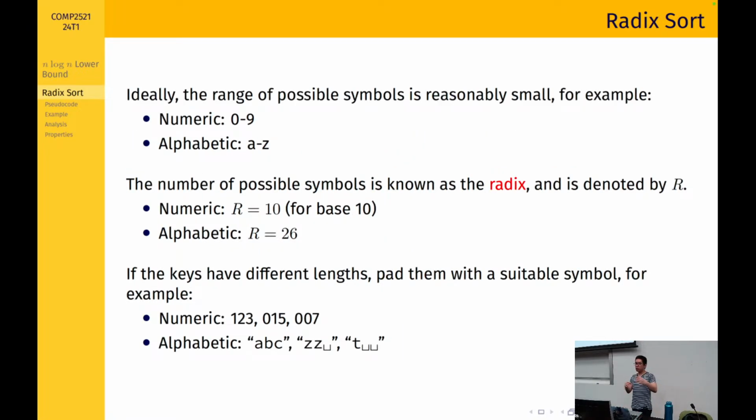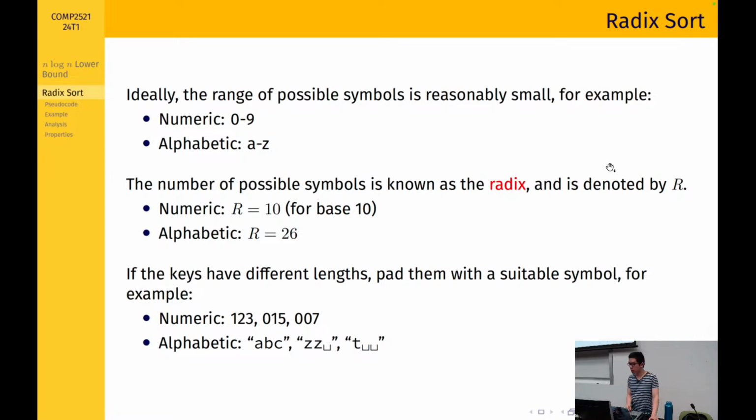Okay, so for radix sort to work efficiently, ideally, we want the number of possible symbols to be relatively small, right? And that is the case if our keys are numeric or if they're alphabetic, right? So if they're numeric, then we know that with base 10, we only have 10 digits, right? If we're sorting alphabetic keys, then we only have 26 possible letters, so that is small enough for radix sort to work well. Right, and the number of possible symbols is what we call the radix, right? So that's where the name radix sort comes from.